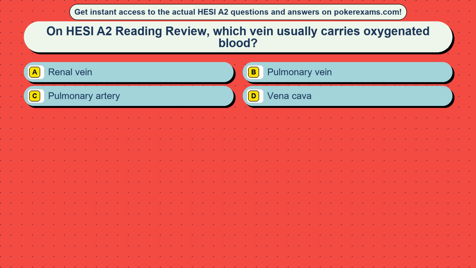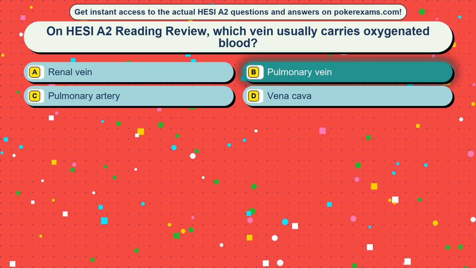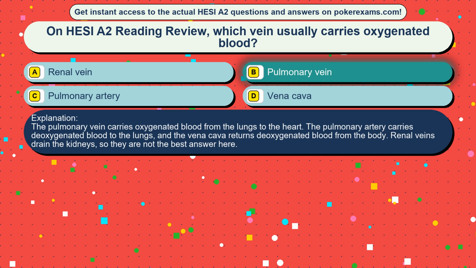Question 44. On HESI A2 reading review, which vein usually carries oxygenated blood? Option A, renal vein. Option B, pulmonary vein. Option C, pulmonary artery. Option D, vena cava. The correct answer is option B, pulmonary vein. The pulmonary vein carries oxygenated blood from the lungs to the heart. The pulmonary artery carries deoxygenated blood to the lungs, and the vena cava returns deoxygenated blood from the body. Renal veins drain the kidneys, so they are not the best answer here.